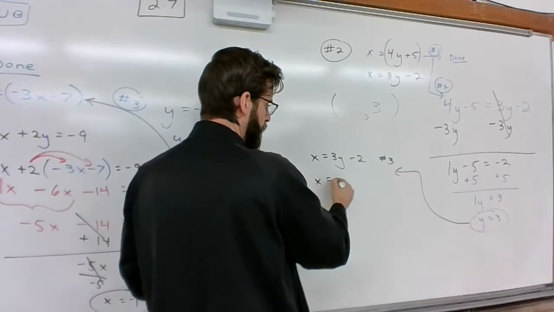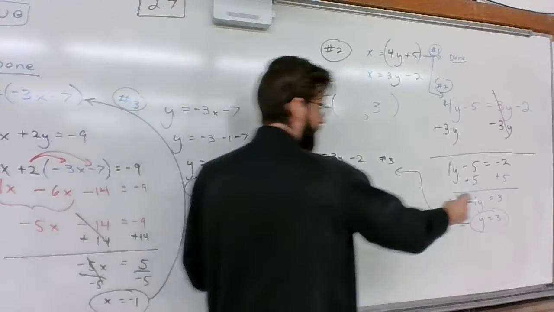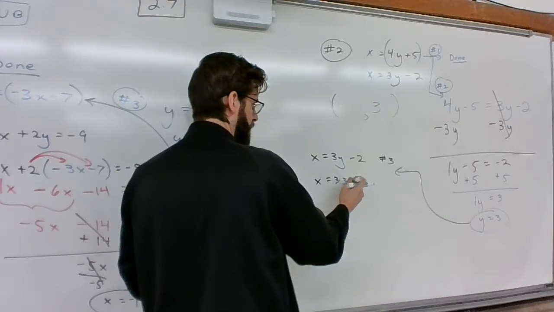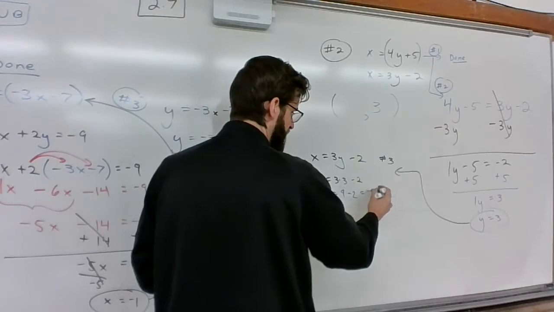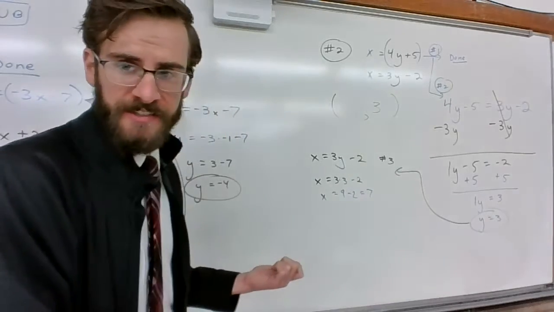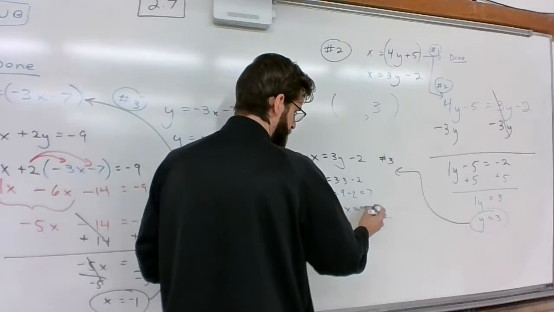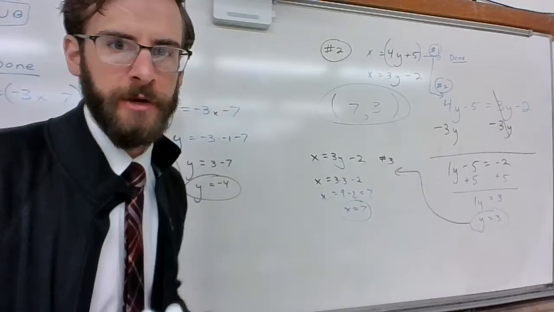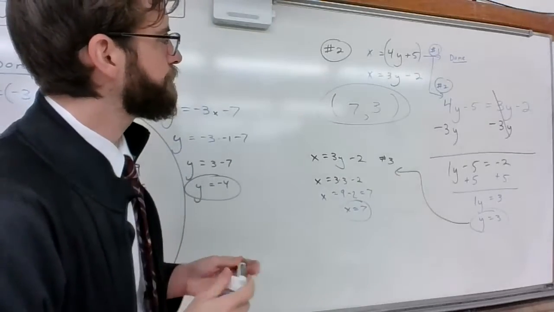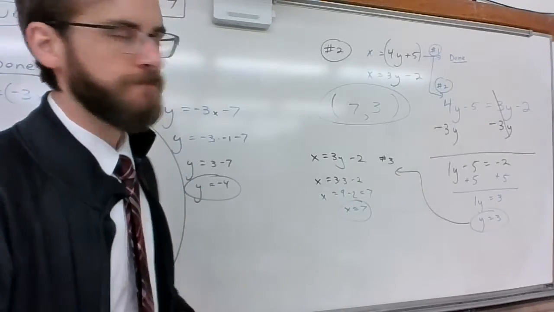So then x equals 3 times 3 minus 2. That gives us 9 minus 2, which is 7. All right, so my x-coordinate is 7. So my answer is 7, 3. Let's try one more.